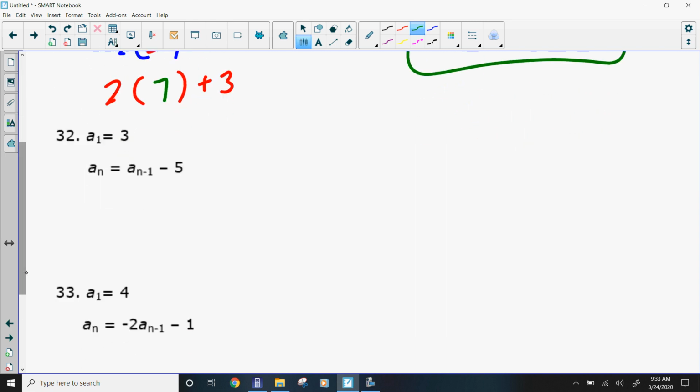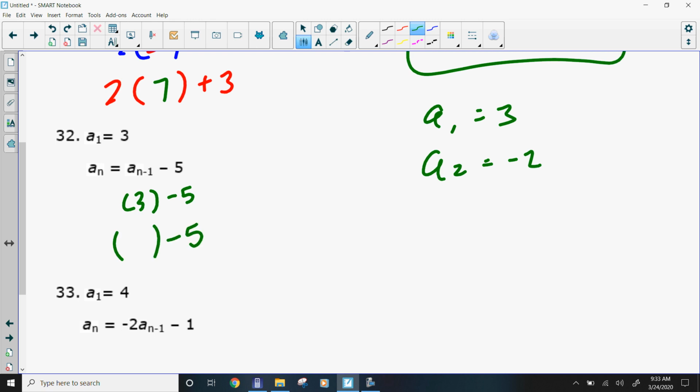Okay, next one, first number is 3. This one says the last number minus 5. So 3 take away 5 means the second number is negative 2. And then subtract 5 again, so negative 2 minus 5 is negative 7. So third number is negative 7.